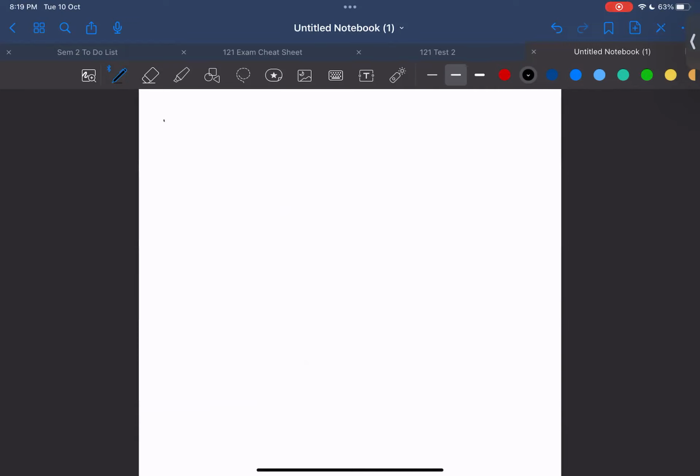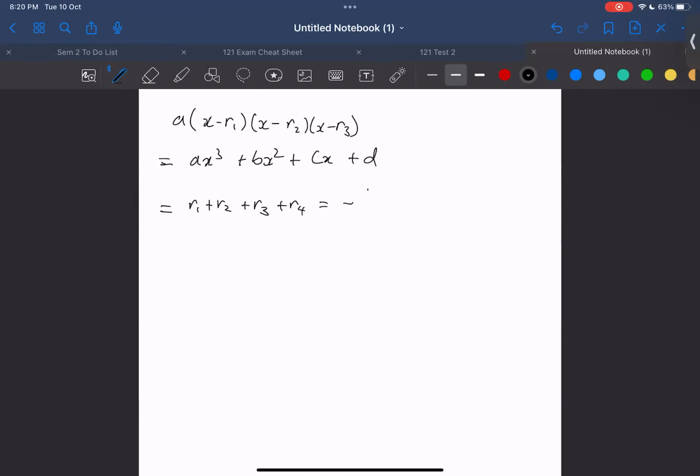For example, for a cubic, you could write it in the form a times (x minus r1) times (x minus r2) times (x minus r3), and compare the coefficients with ax cubed plus bx squared plus cx plus d. And what you'll notice is that the sum of the roots is negative b over a.